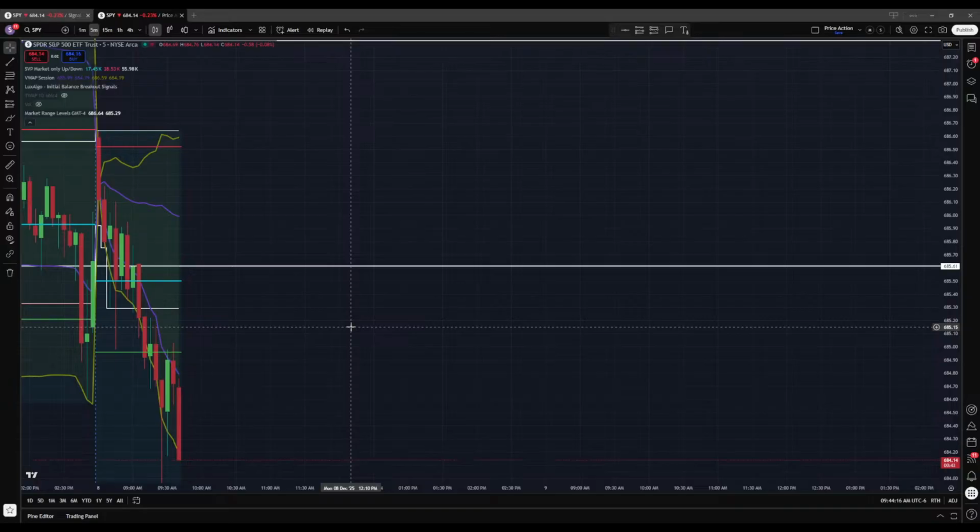Now, what am I using these for? Well, so I use these as basically targets, right? The only things that I trade off of are the VAL and the VAH. Sometimes the ORB, but usually these two, right?